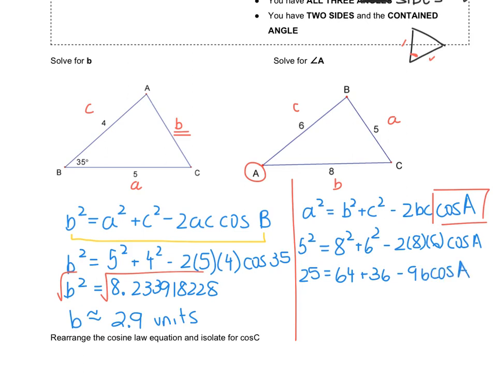But that is attached to cos A through multiplication. So I need to isolate for this cos A, but it's attached to the negative 96, so my goal is to isolate for this as a whole. Now I do see that the 96 is negative, so I'm just going to do a little swap where I bring this to the left, and I'll bring the 25 to the right. So 96 cos A, now it's positive, equals 64 plus 36 subtract 25. And then I'm going to clean up that addition and subtraction. And when I do that, I get 75.